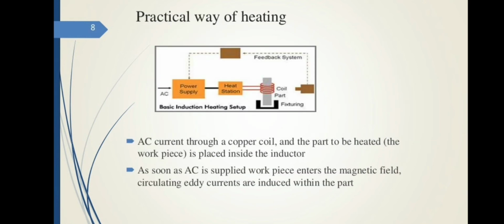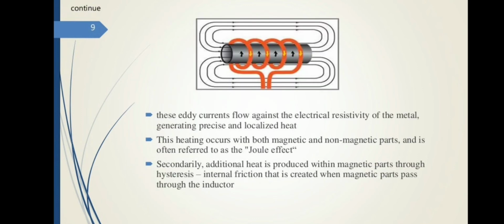The practical way of heating is to pass AC current through a copper coil, and the part to be heated is placed inside the inductor. As soon as AC is supplied, the workpiece enters the magnetic field, and circulating eddy currents are induced within the part. These eddy currents flow against the electrical resistivity of the metal, generating precise and localized heat. This heating occurs with both magnetic and non-magnetic parts and is often referred to as the Joule effect.